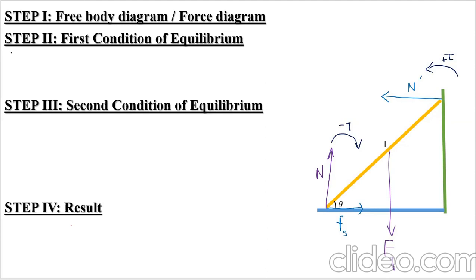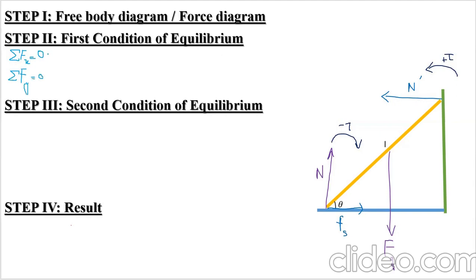So step two is that we have to apply the first condition of equilibrium. So what is the first condition of equilibrium? The first condition of equilibrium says that the sum of forces acting on a body is zero, meaning summation Fx is equal to zero. Likewise, summation Fy is equal to zero.